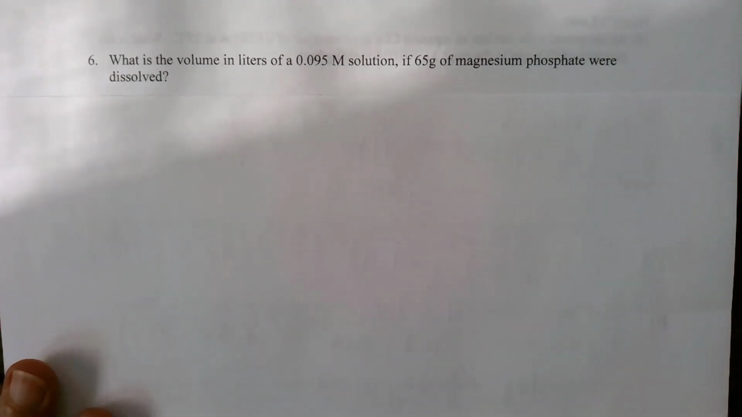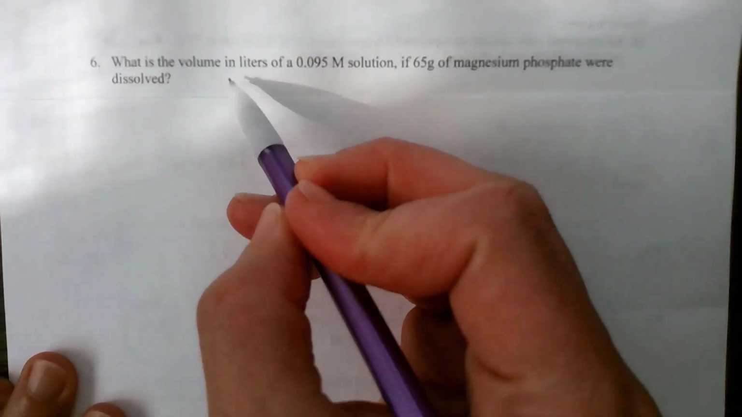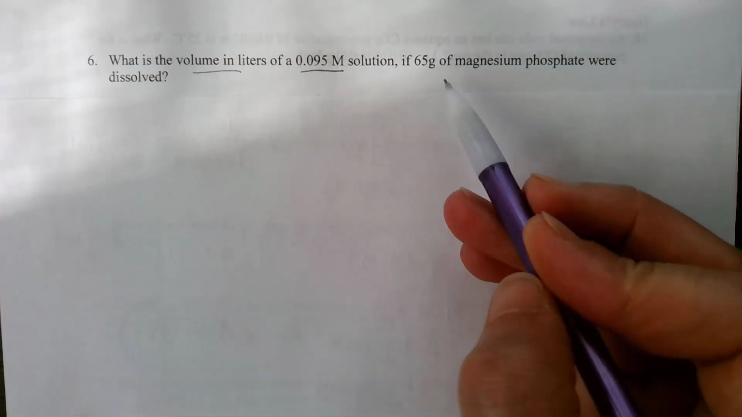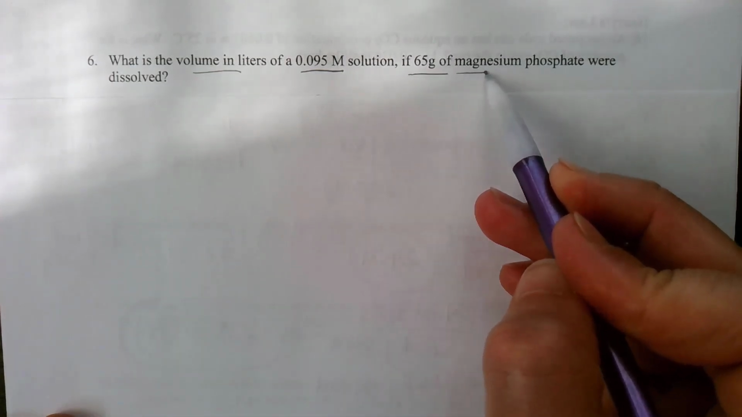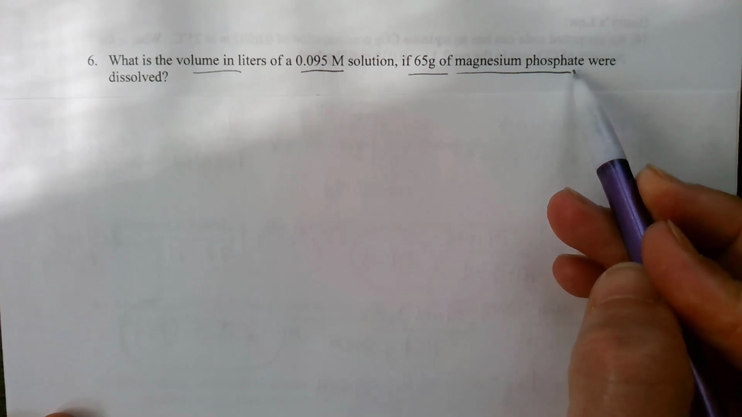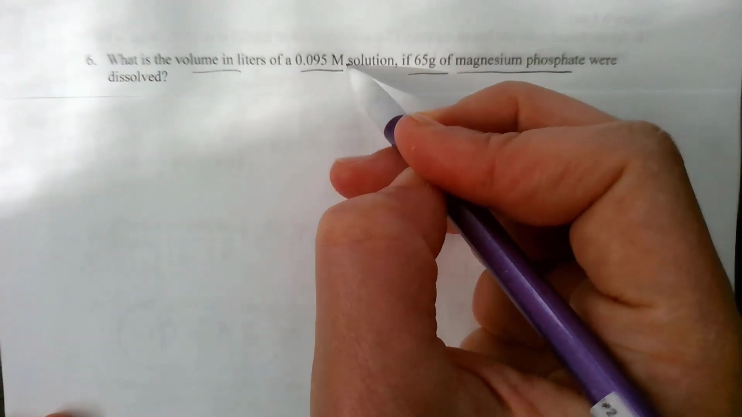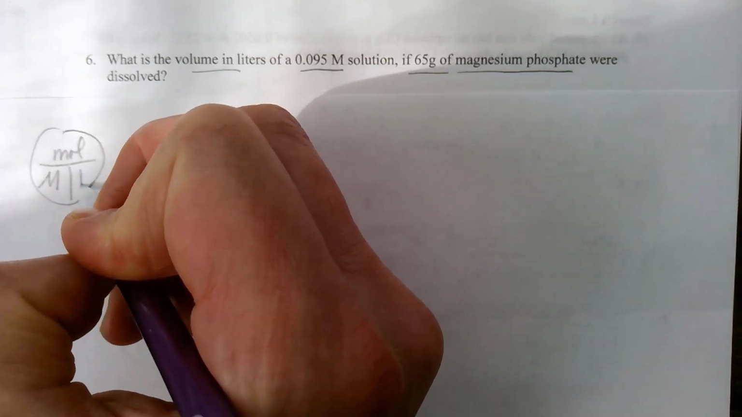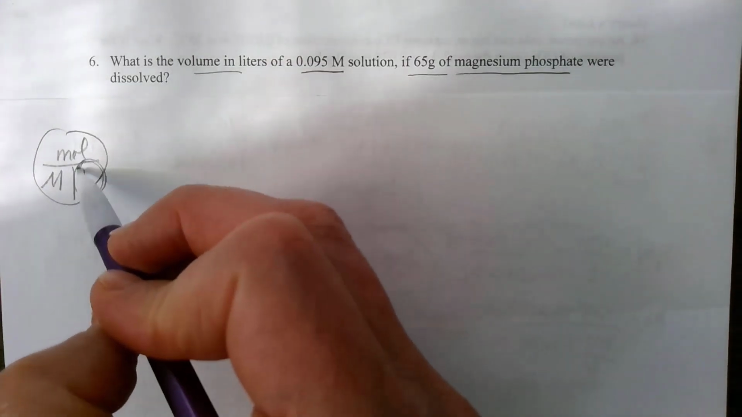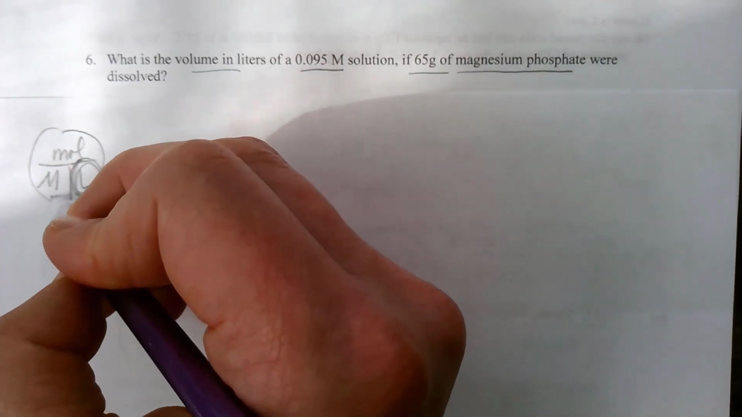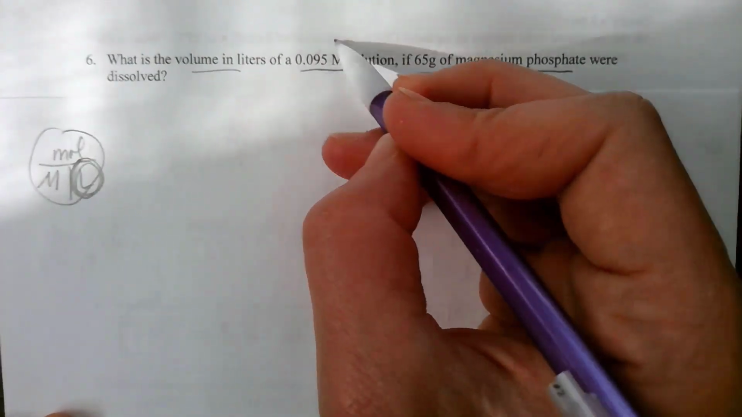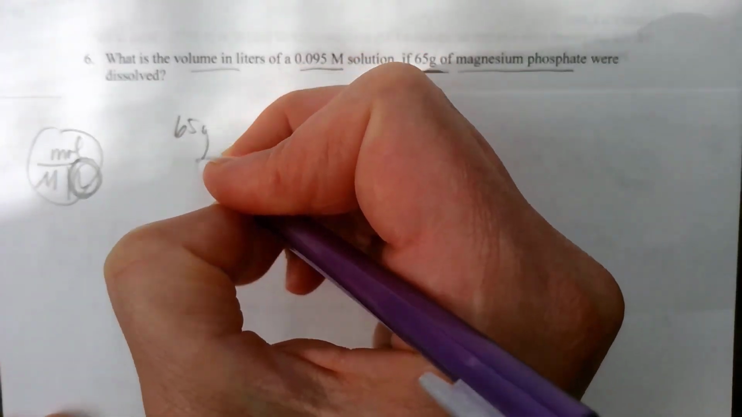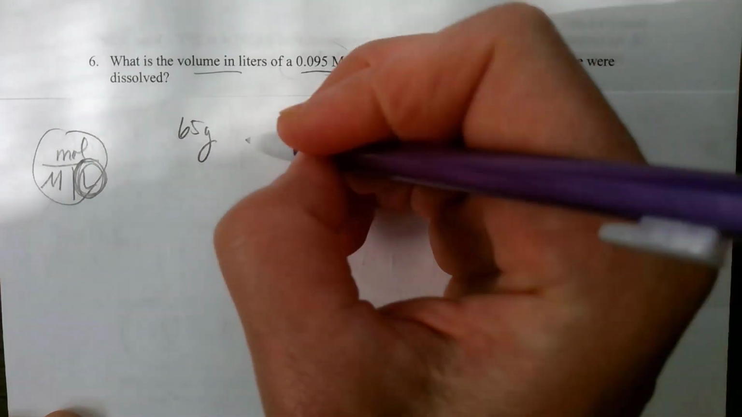Moving on to number 6. We want to know volume in liters. We're given concentration of a solution, and we're given grams of the solute that's dissolved. So since I'm given concentration, molarity, and I want to find liters, I need to know moles. I know molarity, I need to find moles. I'm given grams, 65 grams of magnesium phosphate.